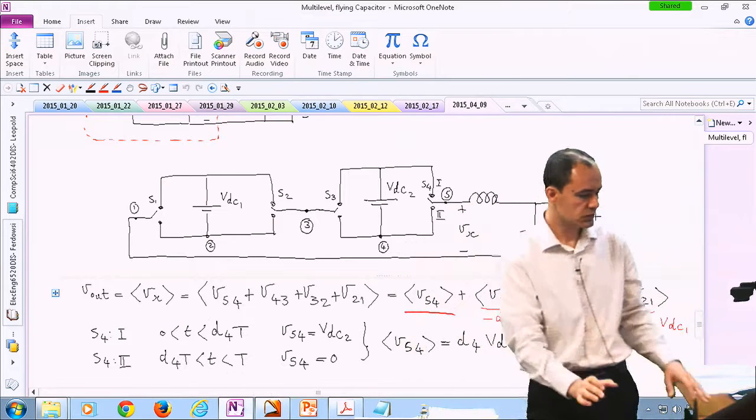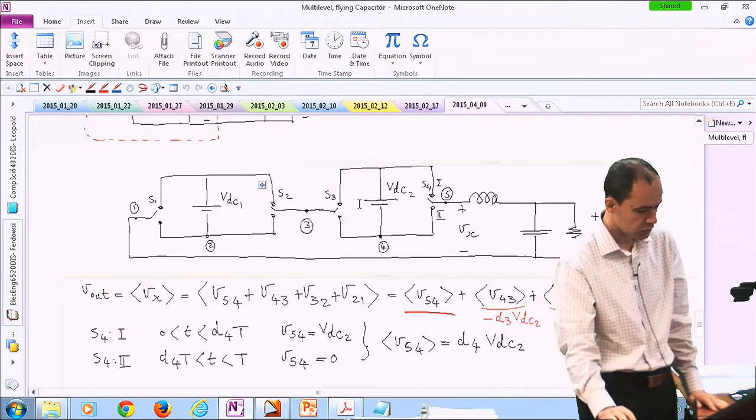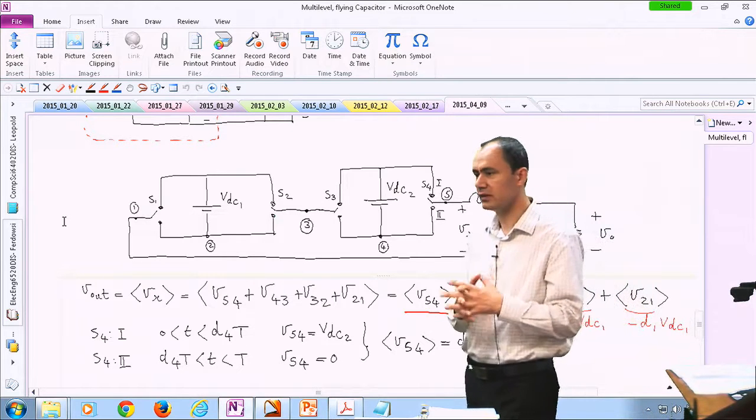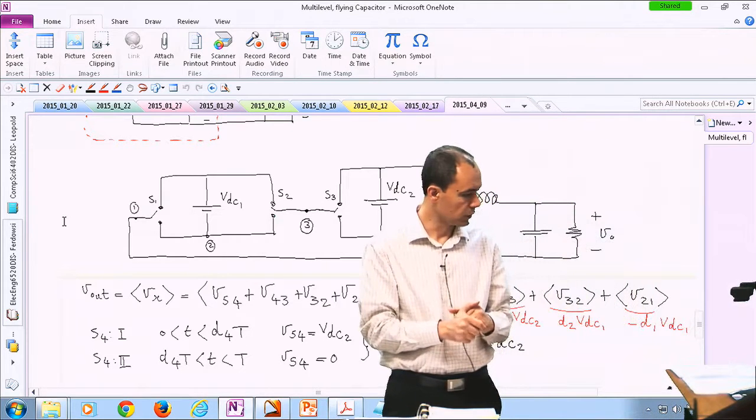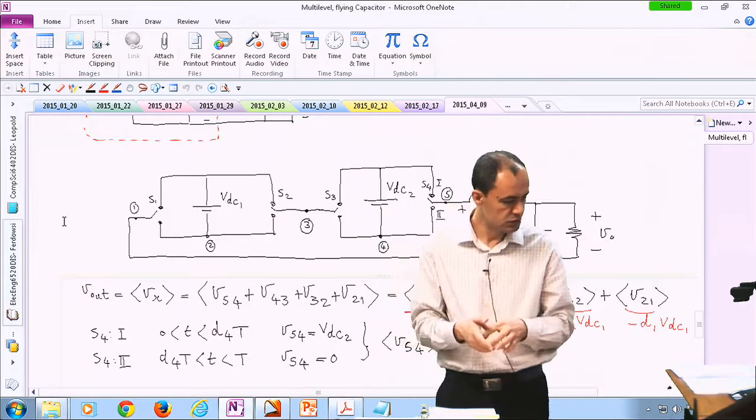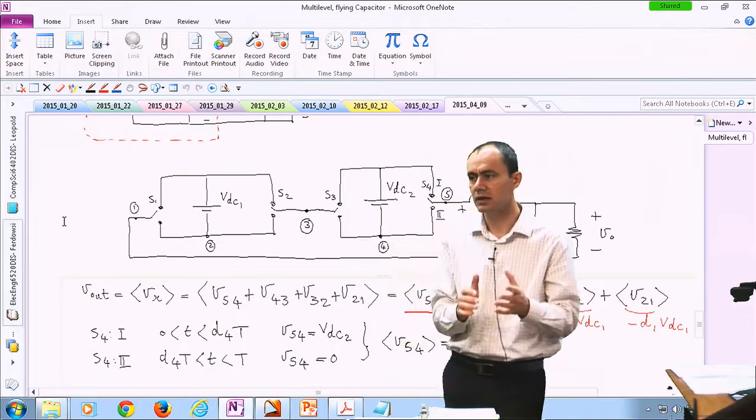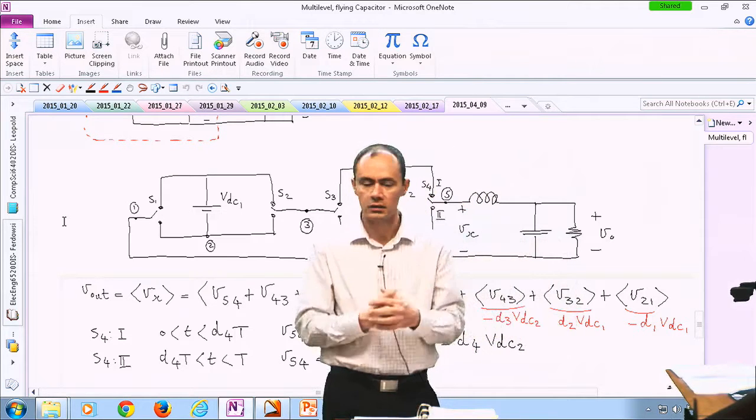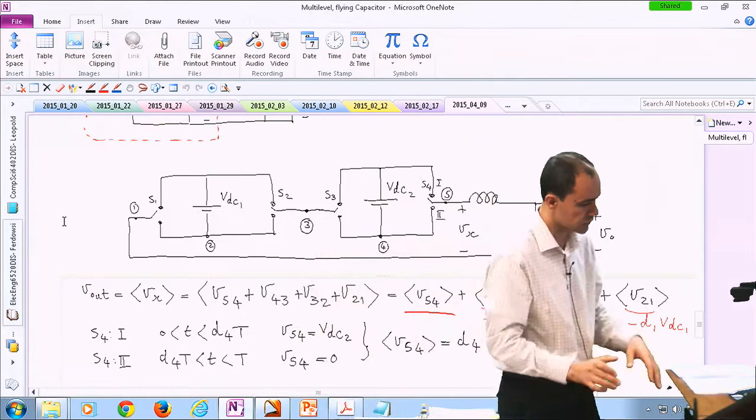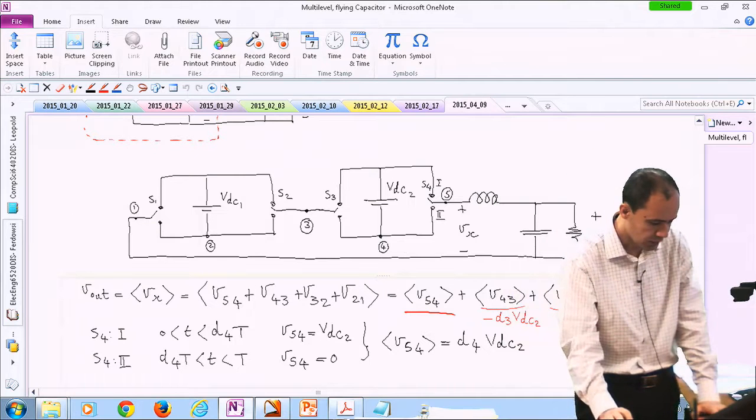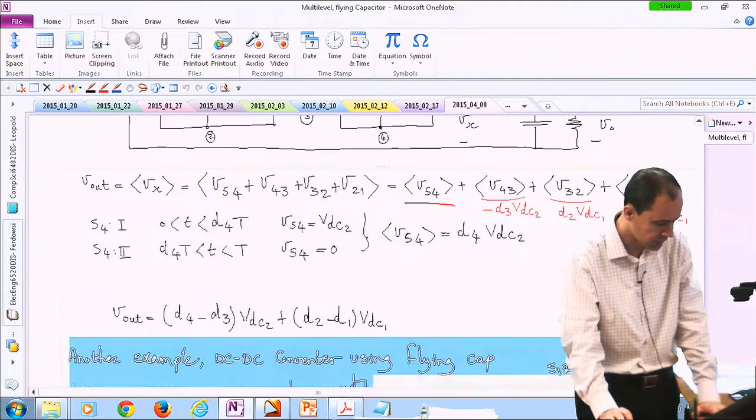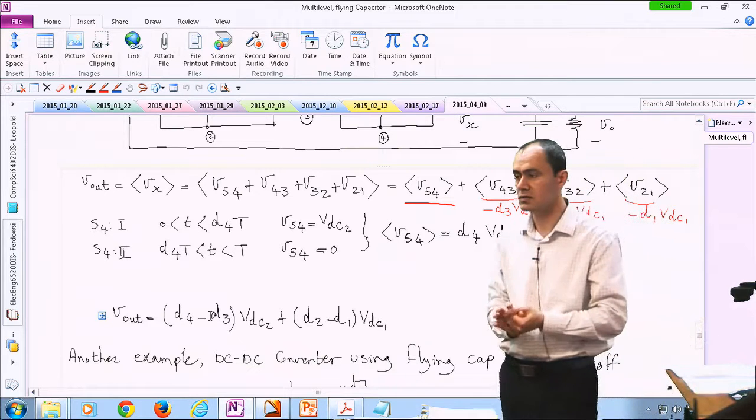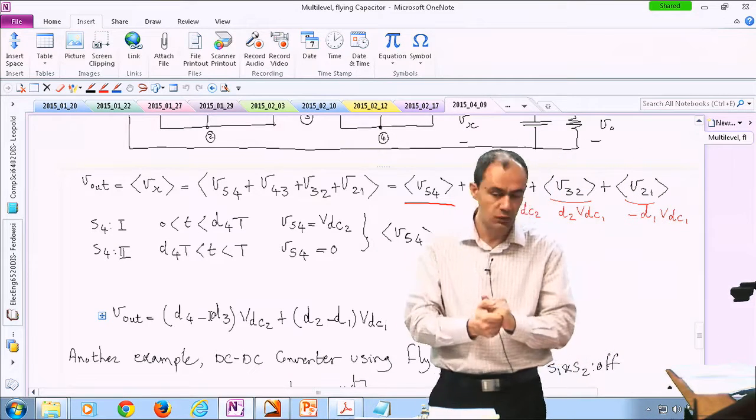So what you do is, you have the option of doing 4 different levels: 0, or VDC1 plus VDC2, or VDC1 minus VDC2, or negative VDC1 minus VDC2. Then depending on the duty cycle that you're switching at for switches S1, S2, S3, and S4, you end up with a voltage transfer ratio that is (D4 minus D3) times VDC2 plus (D2 minus D1) times VDC1.